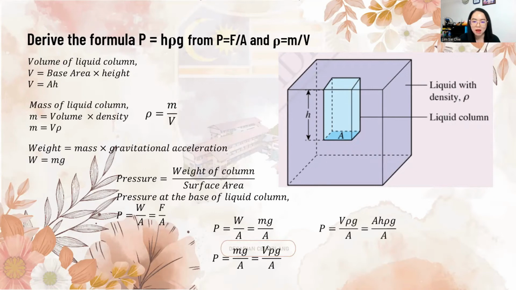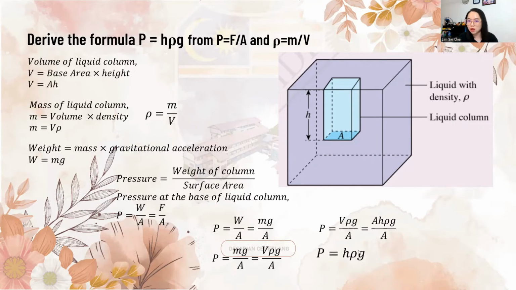I know that my volume is equal to A multiplied by H. So I replace my volume with AH, and I get AH rho G over A. Then I can cancel out the A. I get P is equal to H rho G. Now, this is how I derive the formula P is equal to H rho G.